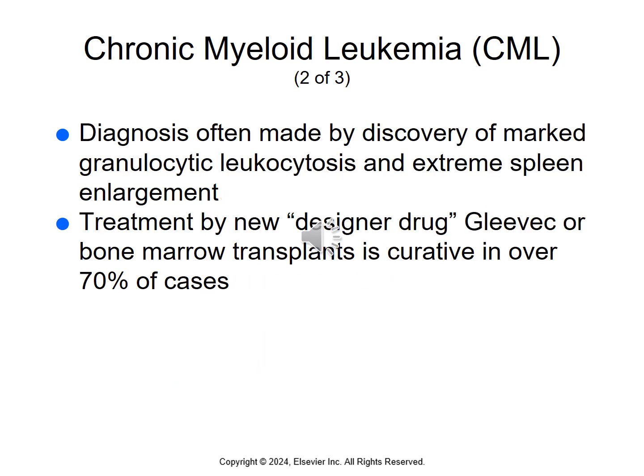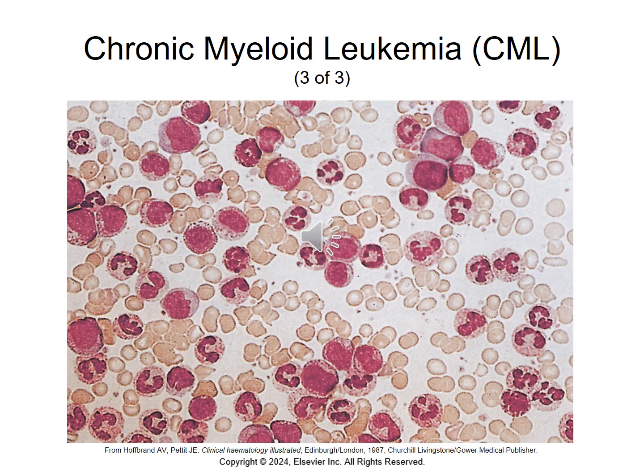Chronic myeloid leukemia or CML continued. So the diagnosis is often made by discovery of marked granulocytic leukocytosis and extreme spleen enlargement. Treatment by a newly designed drug, Gleevec, or bone marrow transplant is curative in over 70% of the cases, which I mentioned. So here's a picture of chronic myeloid leukemia or CML.